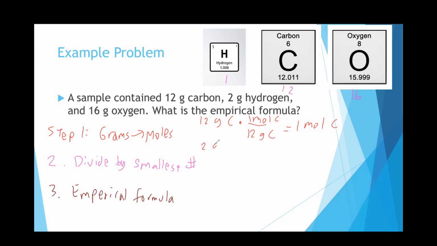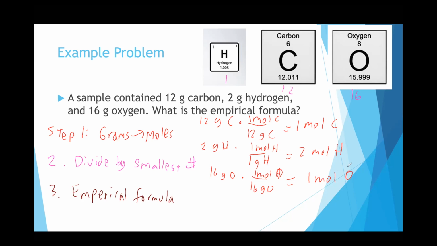For the hydrogen, 2 grams of hydrogen, the molar mass is 1. So 1 gram hydrogen, 1 mole of hydrogen. That's 2 moles of hydrogen. And remember, moles are just a defined quantity. And the last one is 16 grams of oxygen. And the molar mass is indeed 16 grams. So this, oxygen, sorry, 1 mole of oxygen.